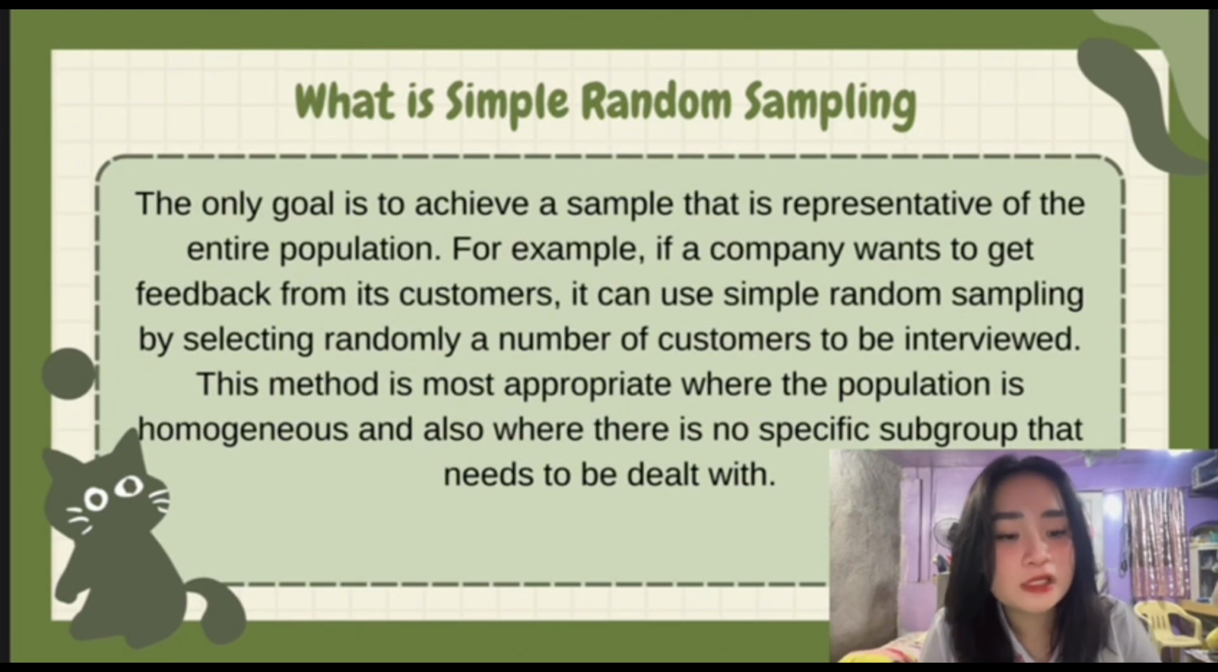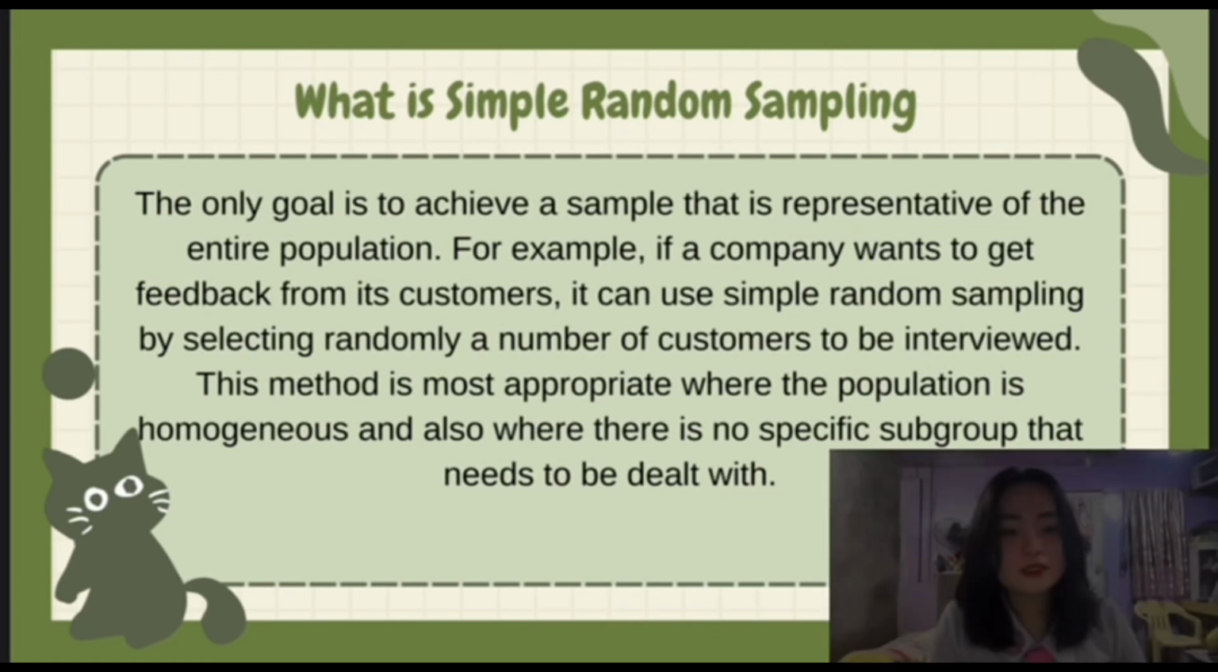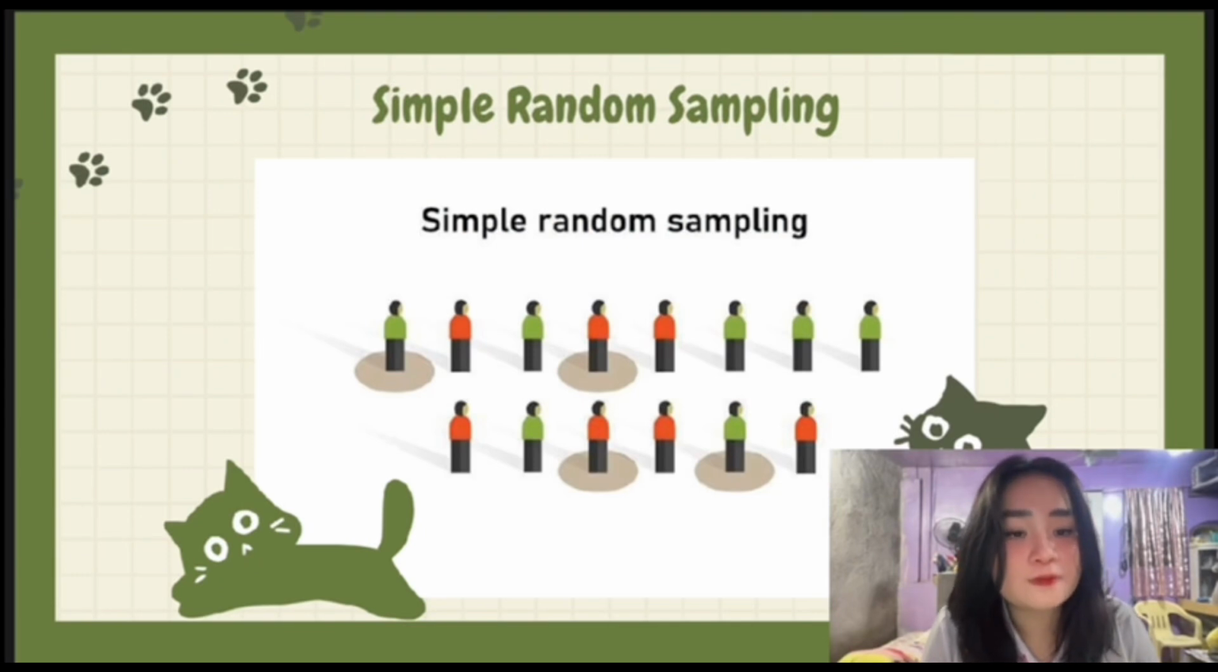For example, if a company wants to get feedback from its customers, it can use simple random sampling by randomly selecting a number of customers to be interviewed. This method is most appropriate where the population is homogeneous and also where there is no specific subgroup that needs to be dealt with. Here is the picture of simple random sampling.